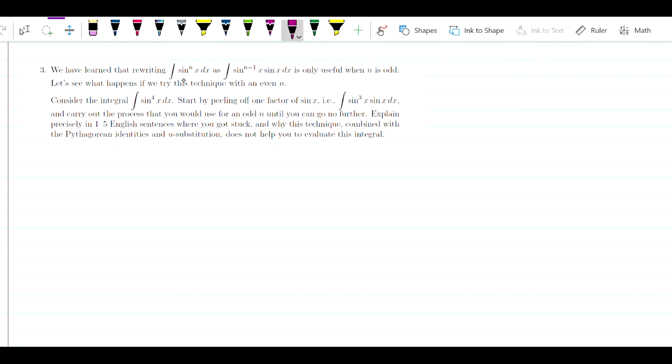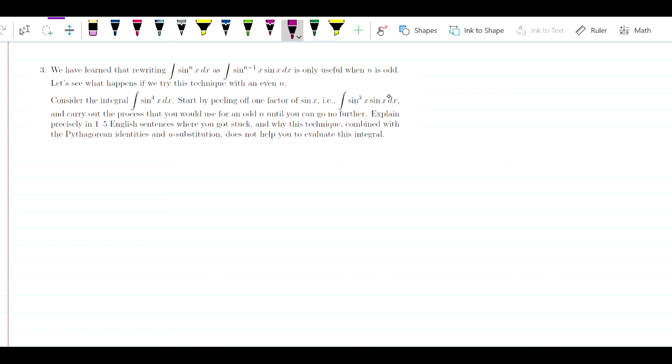We've learned that rewriting sine to the n x as sine to the n minus 1 x times sine x is only useful when n is odd. There's probably something a little bit missing here, which is that it does work when you use integration by parts, but that's not what I'm talking about. The point is the way it's described in the lectures and in the book. What we're saying is that if we want to do this by u substitution, that was the technique that was really being given, it's only useful when n is odd.